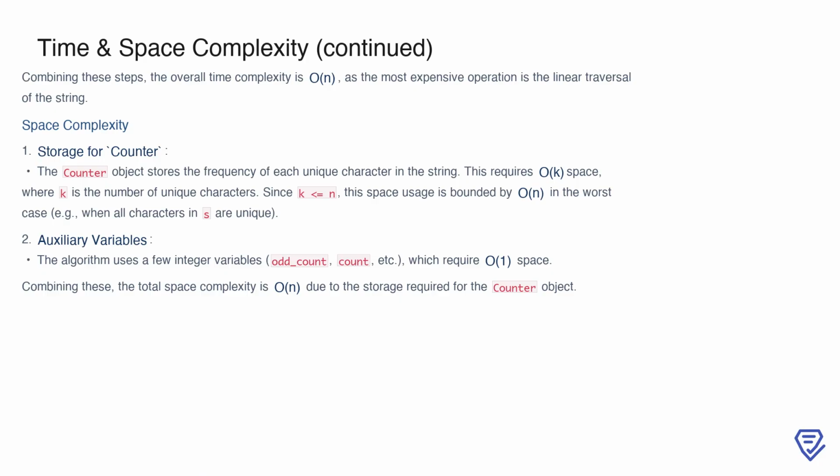Now, moving on to the space complexity, the Counter object is the primary source of memory usage. This object stores the frequency of each unique character, requiring k space, where k is the number of unique characters in the string. Since k is always less than or equal to n, the space complexity for this storage is bounded by O(n). Beyond this, the algorithm uses a small number of auxiliary variables, such as integers for counting odd frequencies, which require constant space, or O(1). Adding these together, the total space complexity is determined to be O(n), with the Counter object being the dominant contributor.